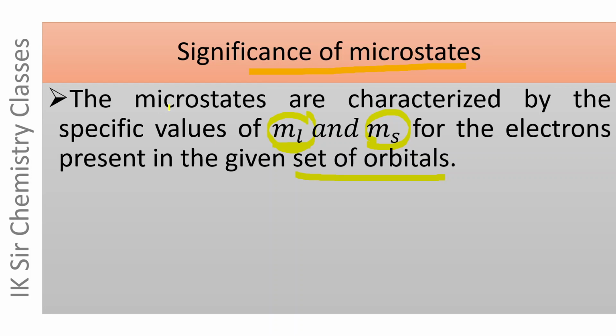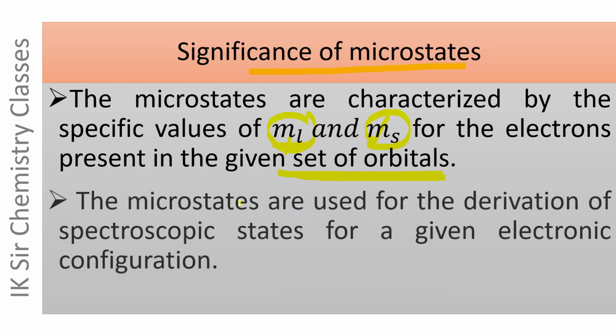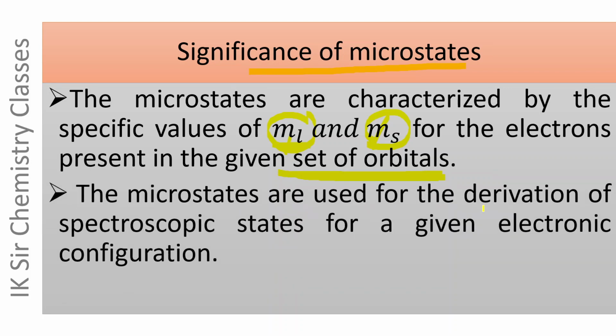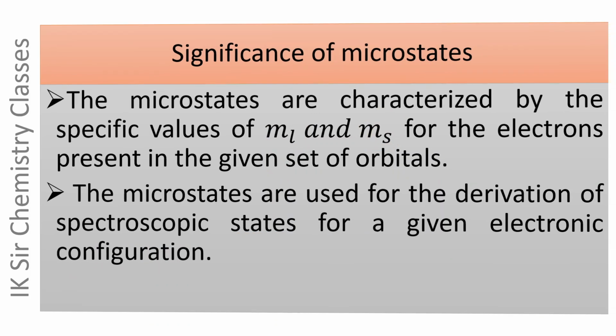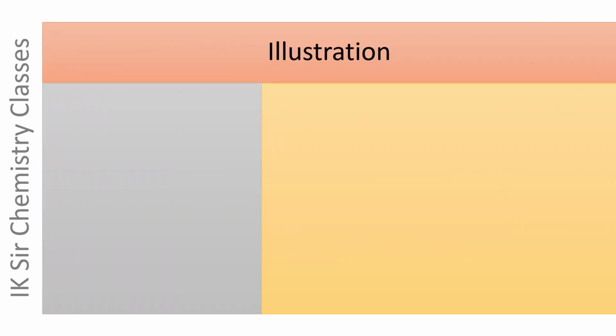A certain microstate is characterized by specific values of ml and ms of the electrons present in the given set of orbitals. The microstates are used for the derivation of spectroscopic states for a given electronic configuration. Illustration.